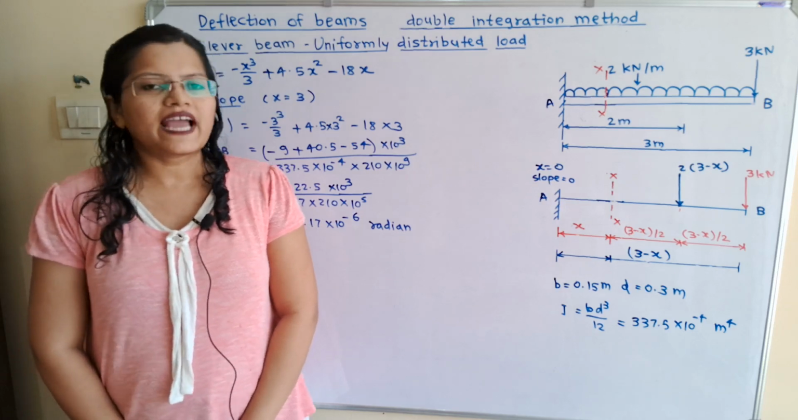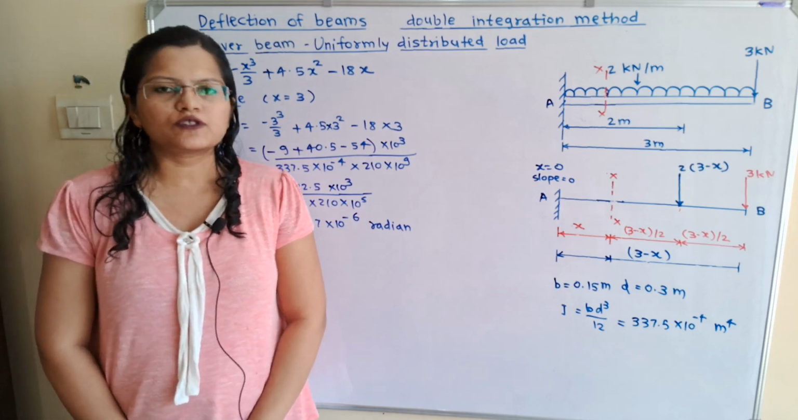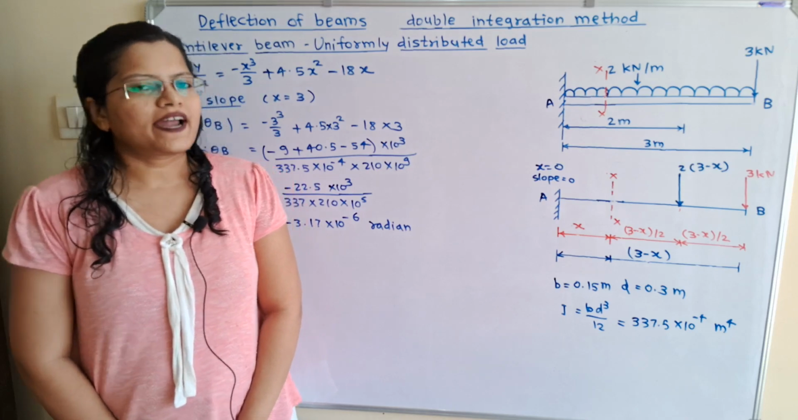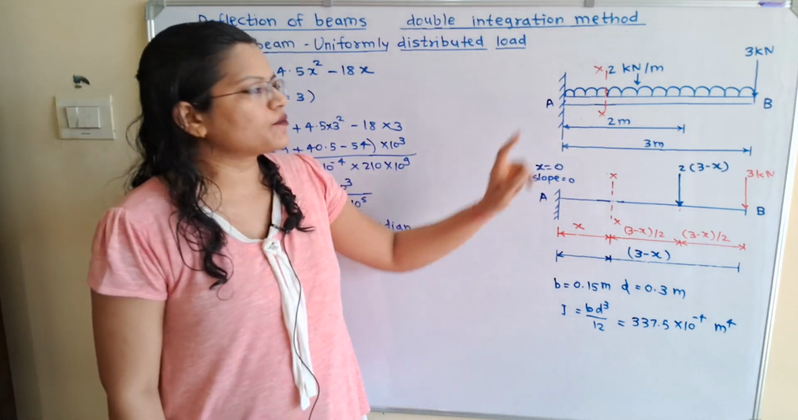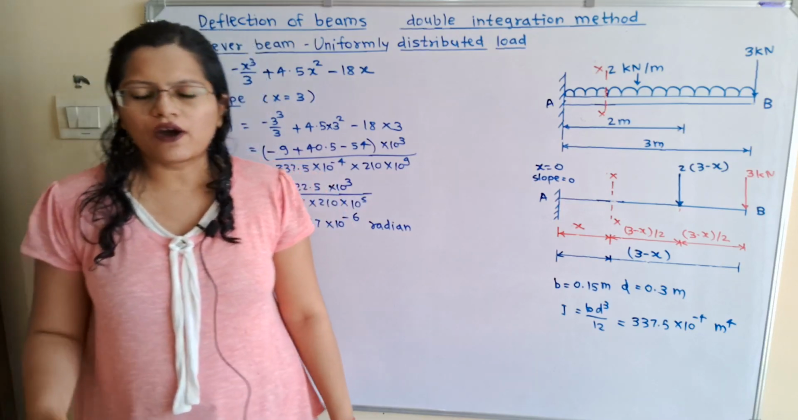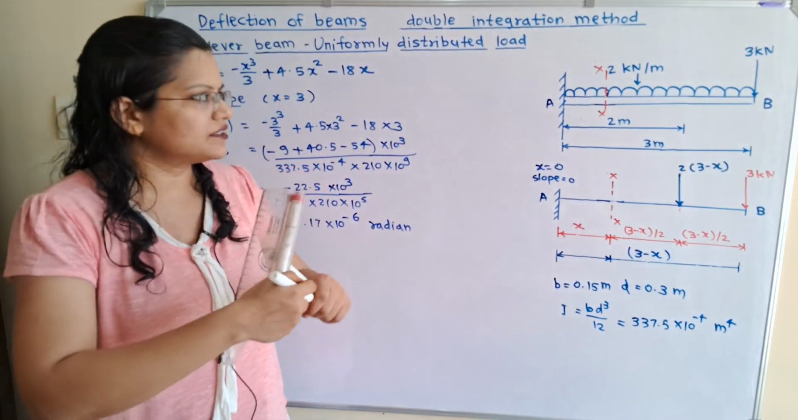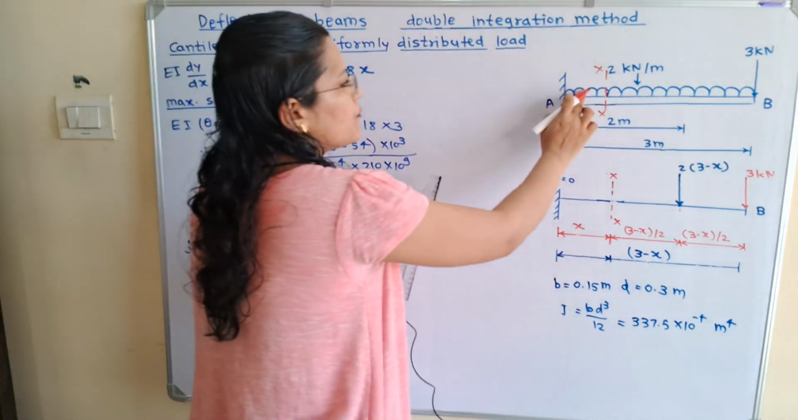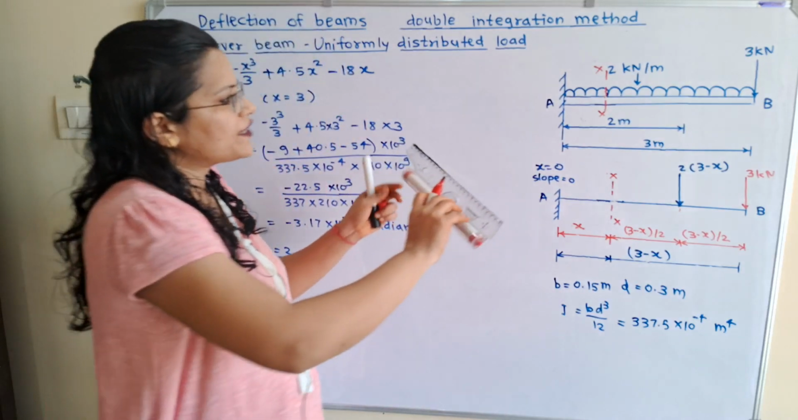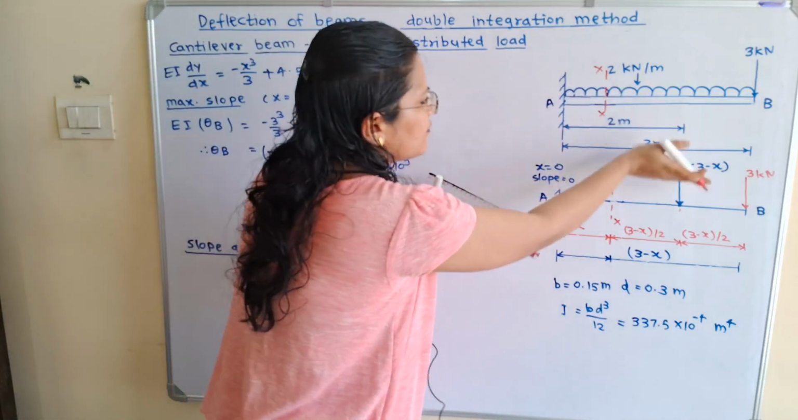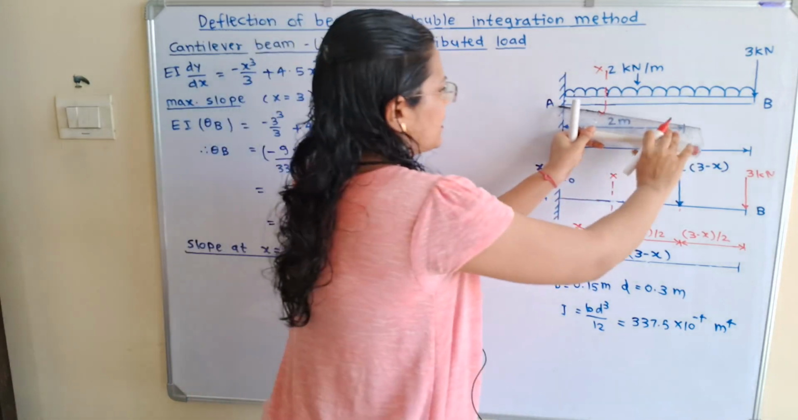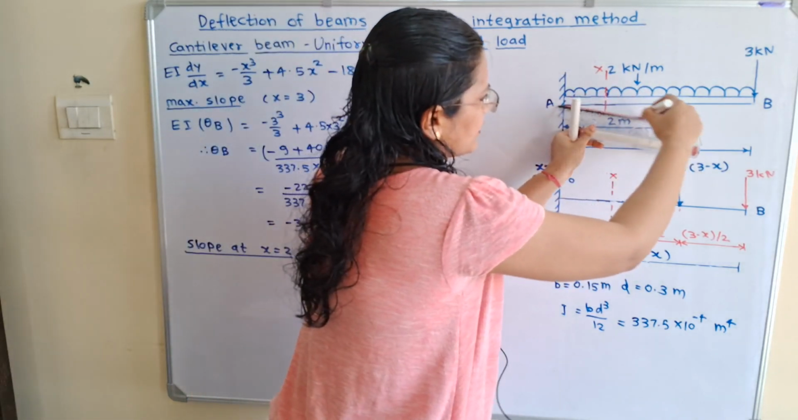In the question, we have to calculate the maximum slope as well as the slope at a distance of 2 meters from this fixed end A. So how to show this slope? With the help of the diagram we will understand this. Because of this uniformly distributed load as well as the point load, this beam will deflect about this fixed end, and here is the deflection.